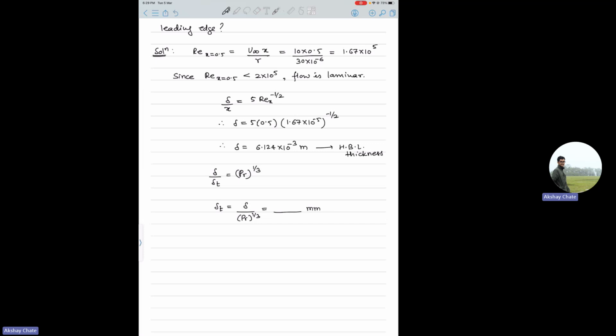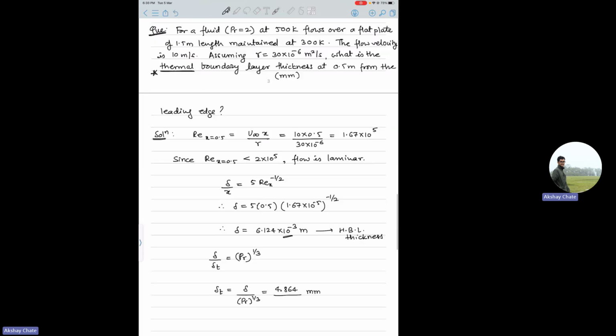2 to the power 1 by 3, right? So 0.333. So that is 1.26 basically. So 6.124 divided by 1.259. So you get 4.864. So this is 10 to the power minus 3, I just converted it to meters correctly.